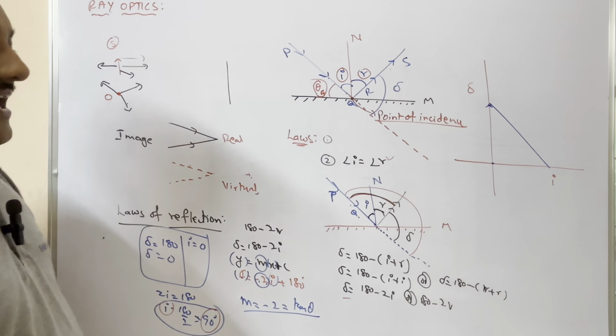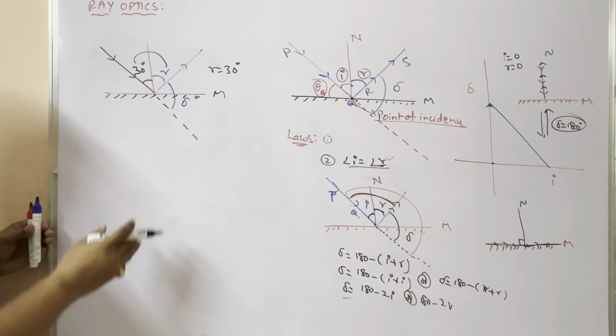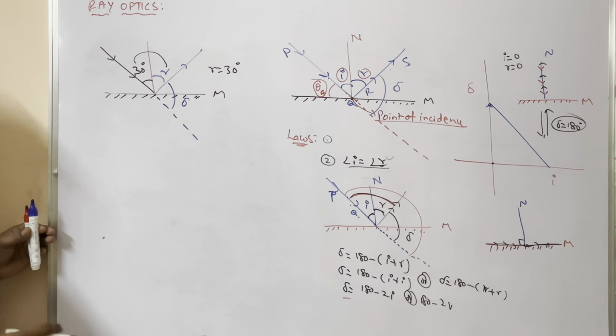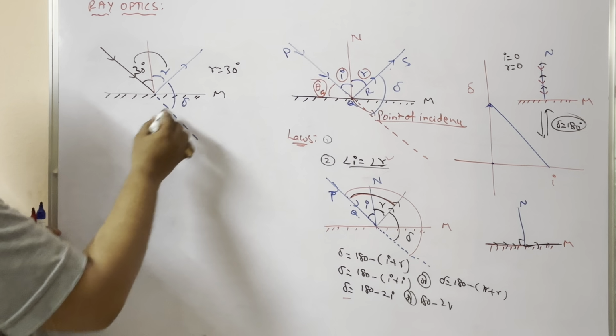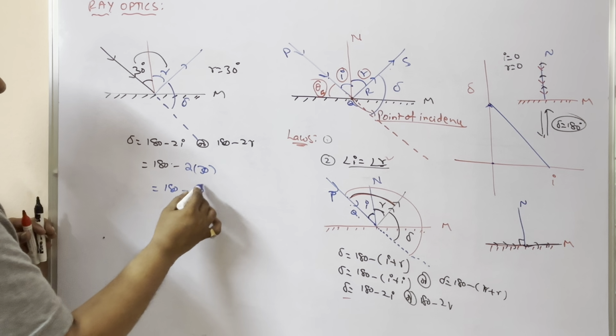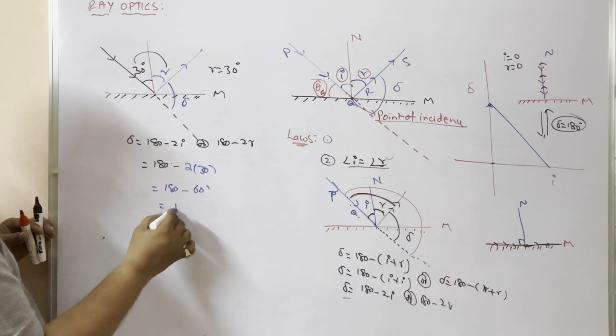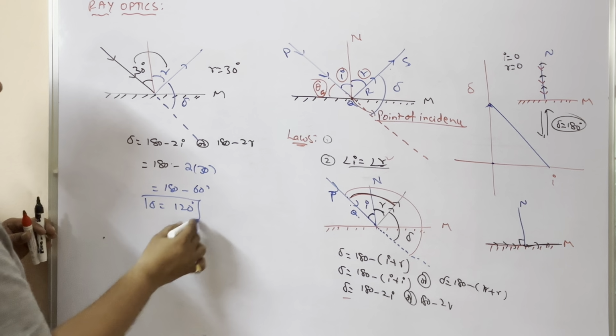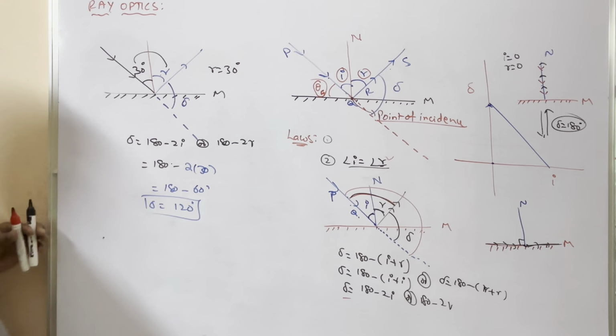So always angle of incidence equals angle of reflection. Therefore, r should be 30 degrees. Now, what is the delta formula? Delta is 180 minus 2i, or 180 minus 2r. So, 180 degrees minus 2 times the angle of incidence, which is 30. So, 180 minus 60. This is going to be 120 degrees, correct? So, the angle of deviation is going to be 120 degrees.